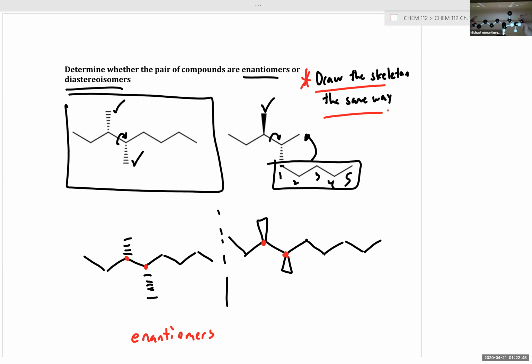Does that make sense to everyone? Does everyone see what I did with the model? All we did was rotate a carbon-carbon bond. Does that make sense? And now when we've drawn our structures the same, we can compare the stereocenters and see that we've just flipped the configuration at every stereocenter.